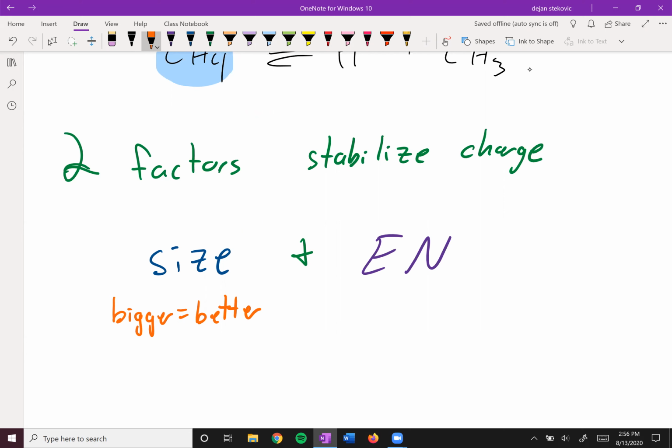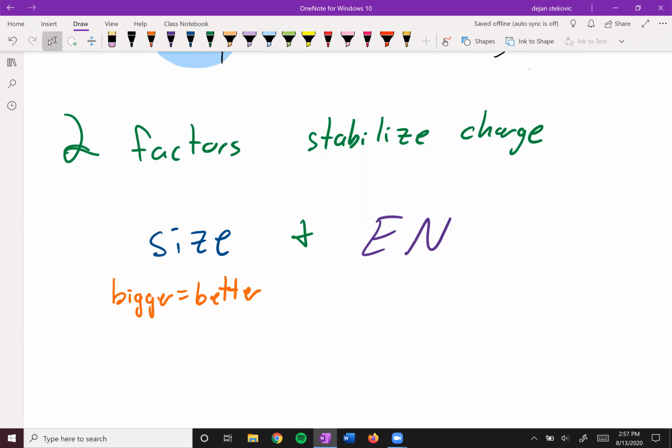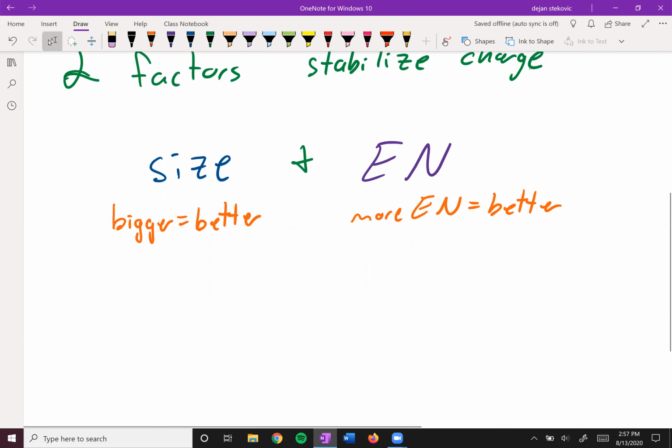And this makes sense because that negative charge is spread out over a wide area, right? If it was squished into a tiny area, negative electrons are going to repel one another, and so that's going to be very hard to keep stable. So the bigger it is, the better. And then electronegativity, the more electronegative, the better it's going to stabilize this negative charge as well. Remember, electronegativity is the measure of how hard it's pulling on these electrons, right, this negative charge, and so it makes sense that a higher electronegativity would be better.